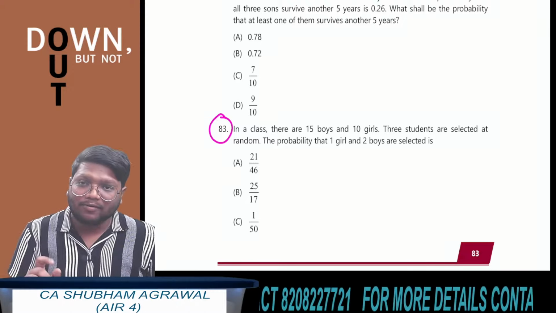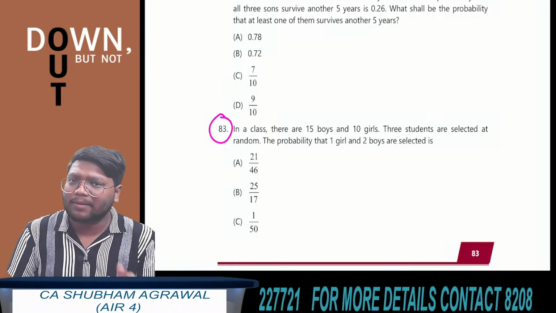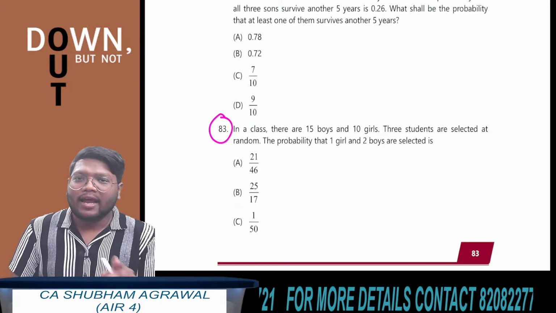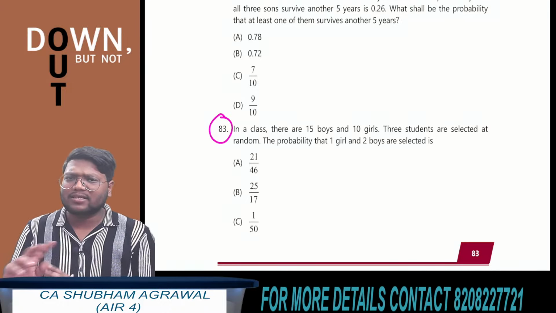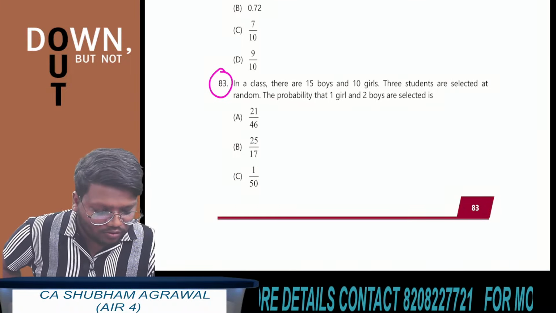Okay, chapter number 1 of statistics is also very important. From sampling they will ask around 2 questions, and from statistical description of data they will ask around 5 to 6 questions. Okay, we are solving now this question number 83.